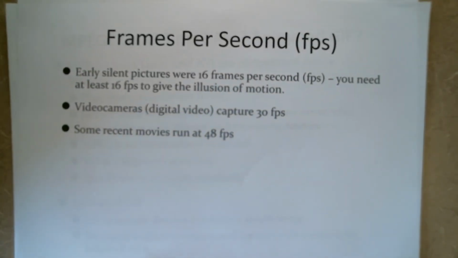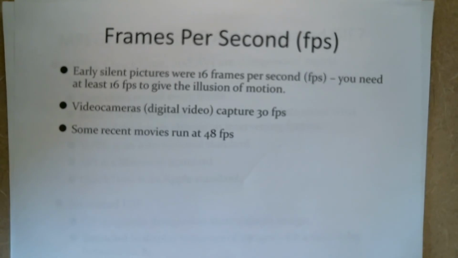All right. Now, how quickly do you have to show these pictures to fool the brain, to make the brain think that it's seeing movement as opposed to discrete images? Well, early silent movies, those black and white movies that you've probably seen in a history class, were 16 frames per second. And that's about the minimum needed to trick the brain into thinking it's seeing motion. If we show you 16 discrete pictures per second, it might not look totally smooth, but it is going to look like the object is moving as opposed to looking at separate pictures.